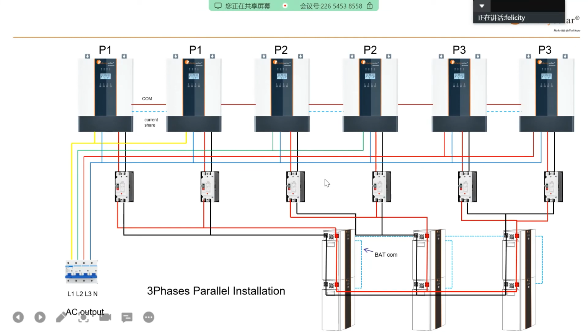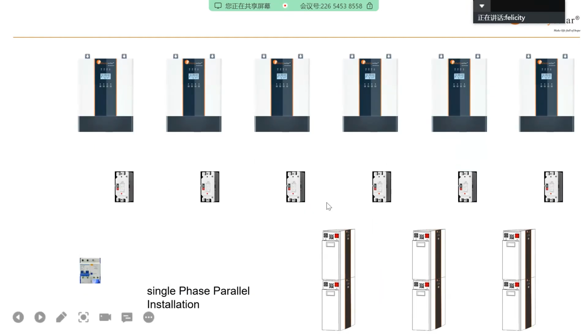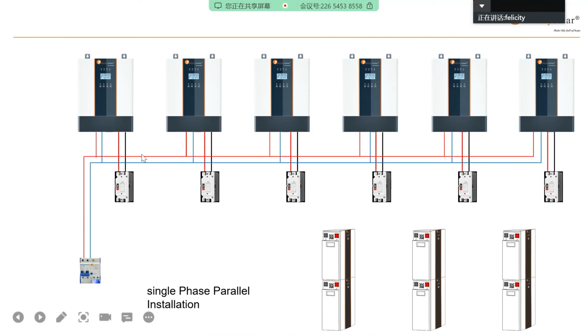So communication cable, combined neutral, and combine all the batteries. All these points are very important. And next is the single phase parallel. First step is the same, connect all the AC and battery, but here only use single phase. You can see here all the output L are the same, output N combined.